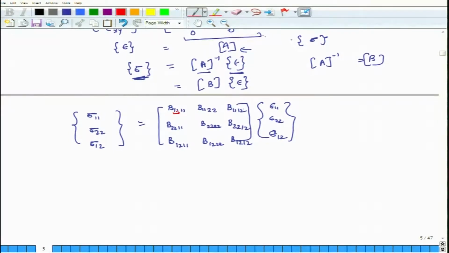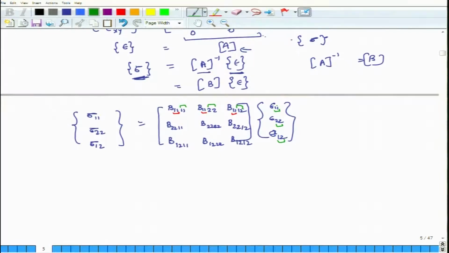The first two indices, B 1 1, tell us that they are related to the first equation, sigma 1 1. Okay. So, B 1 1 1 1, B 1 1 2 2, B 1 1 1 2, they are being used to compute the value of sigma 1 1 in terms of epsilon 1 1. Okay. And the second two indices relate to the indices for these guys, strains.